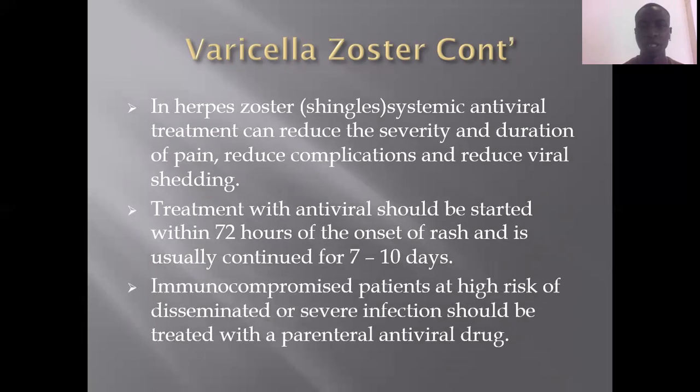For herpes zoster or shingles, systemic antiviral treatment can reduce the severity and duration of pain, reduce complications, and also reduce viral shedding. Treatment with antivirals should be started within 72 hours of onset of the rash and is usually recommended for 7 to 10 days. Immunocompromised patients at risk of disseminated viral infection should be treated with parenteral antiviral agents.